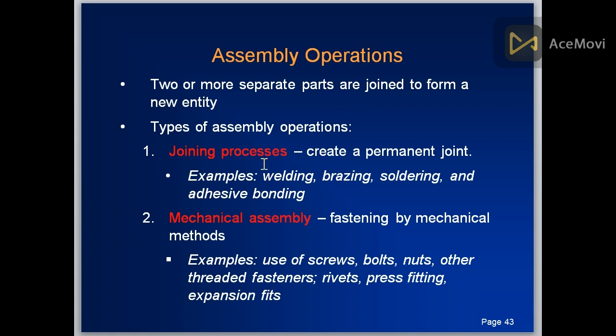Some are joining processes, which include welding, soldering, adhesive bonding, and mechanical assembly, which I have told you about. Fastening by mechanical methods uses screws, bolts, nuts, threads, fastener rivets, press fitting, expansion fitting, etc.